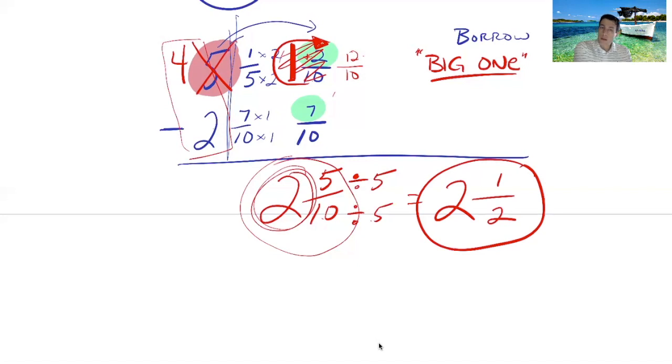All right. Well, I threw a lot at you. When practicing, pick your method. Big 1, or do you want to bring over an equivalent fraction?